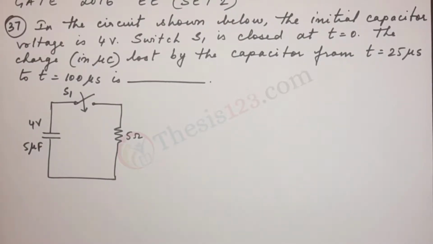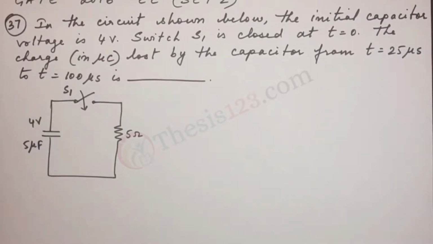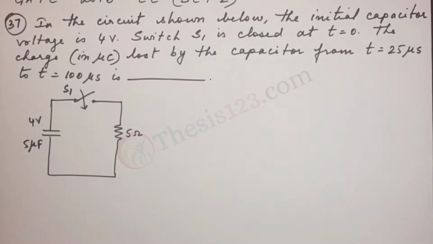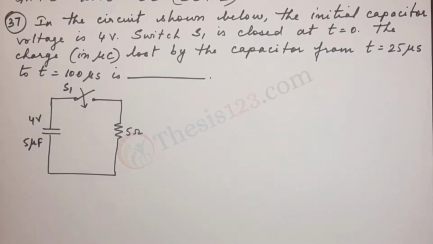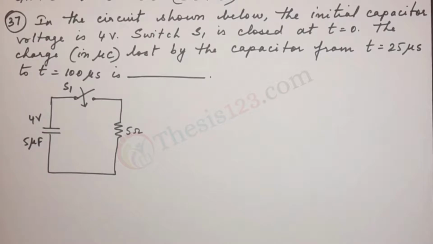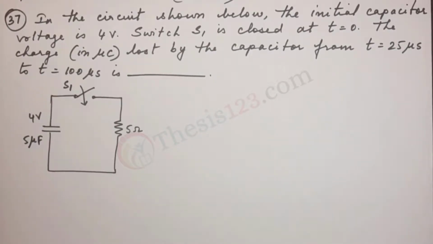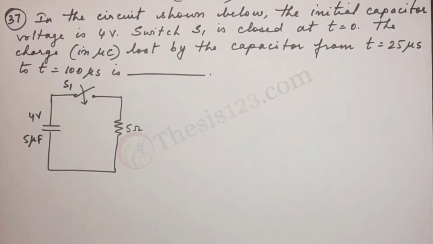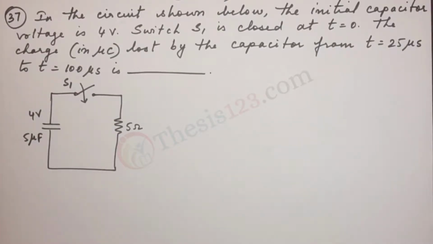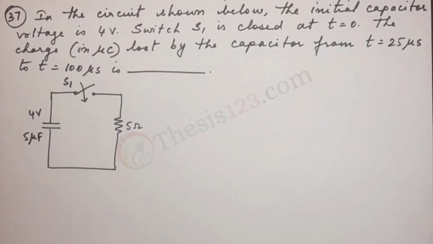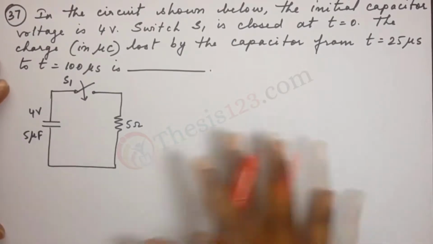Okay, in the circuit given, we see a switch which is open, S1, and it's being closed at t is equal to 0. And we also have the capacitor at a voltage of 4 volts. The capacitor voltage is 4 volts. And the value for the capacitance is 5 microfarad. So that's what's given to us, and we have to find out the charge. So to begin with, let's write down what's given, just to have it all clear.